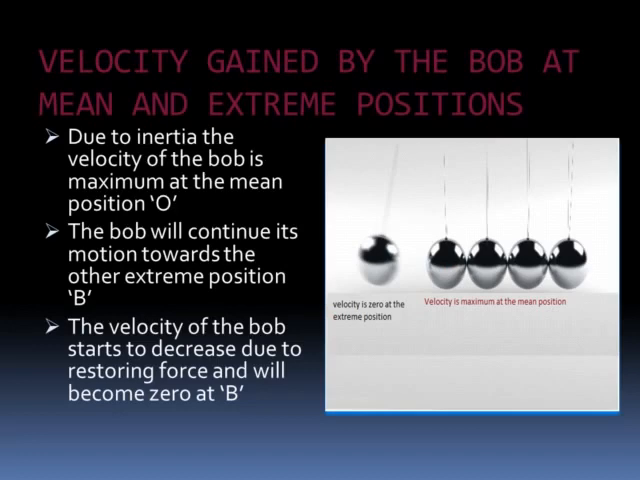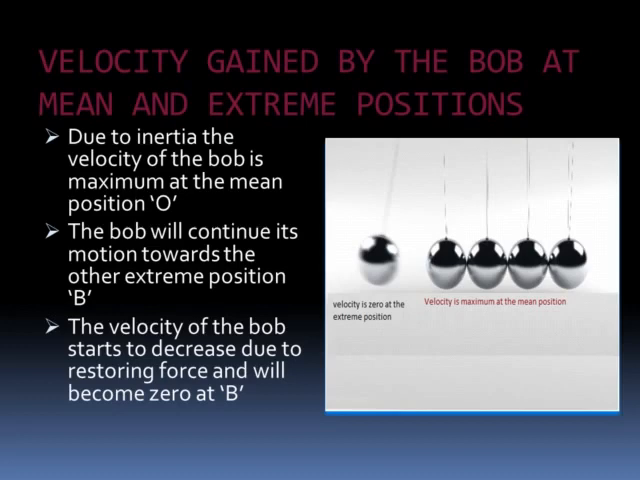Now we will discuss the velocity of the bob when it moves from extreme position A to mean position O. At O, the velocity of the bob is maximum, and due to inertia, it doesn't stop at O. Rather, it continues to move towards the extreme position B. Here, the velocity of the bob starts to decrease due to restoring force and becomes zero as it reaches the point B. At B, the restoring force mg sin theta still acts towards the mean position O, and the bob will start moving towards O.